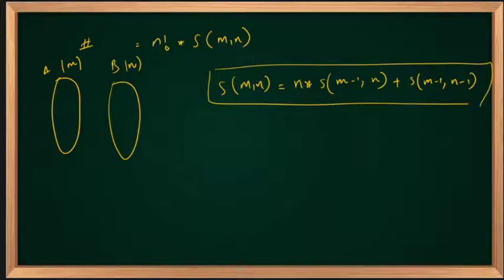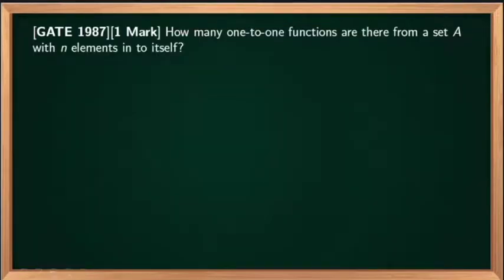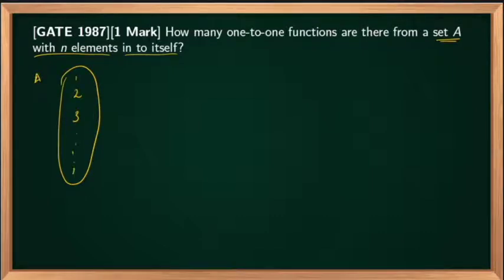Okay. So this will be the number of onto functions. How many one-to-one functions are there from set A with N elements into itself? Right, so you have A here that has got N elements, and you have set B here that also has the same N elements, right?